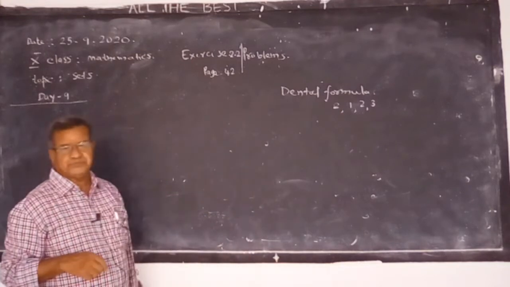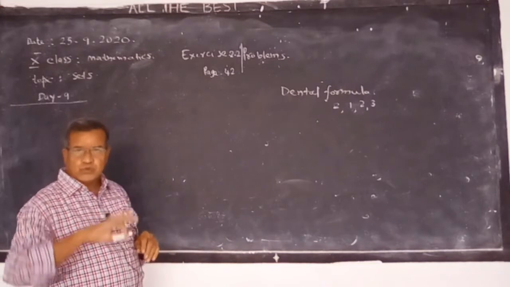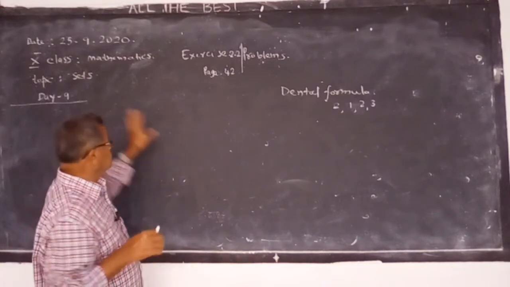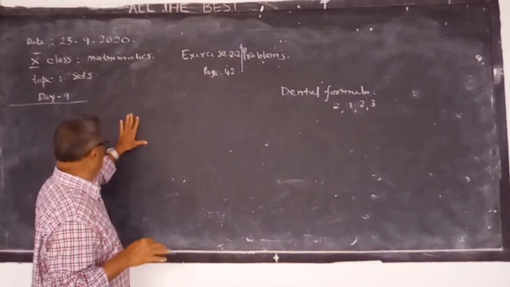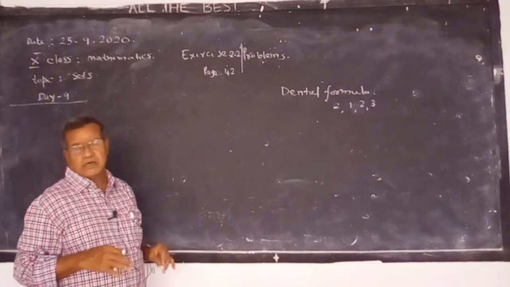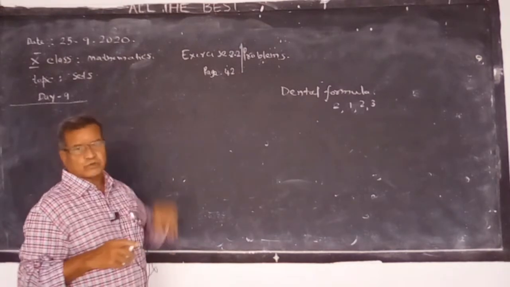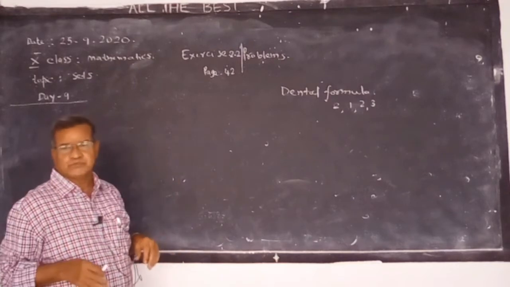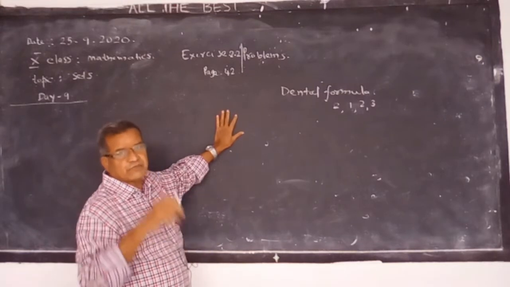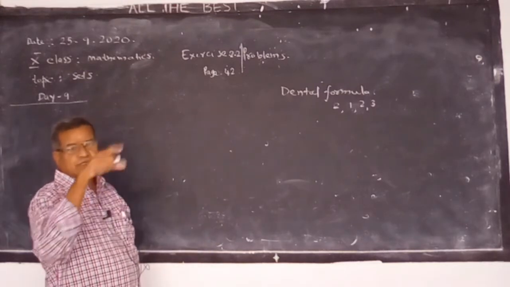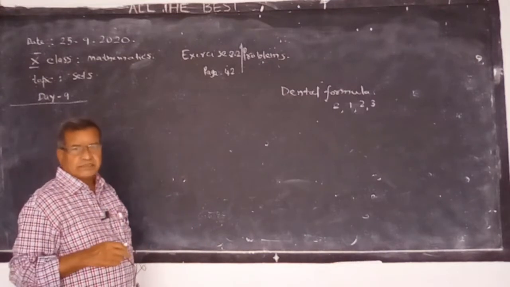A set can be written in two forms. One is roster form, the other is set-builder form. In roster form, all elements are present. All are written with commas and enclosed in curly brackets. That is roster form. Second, set-builder form.